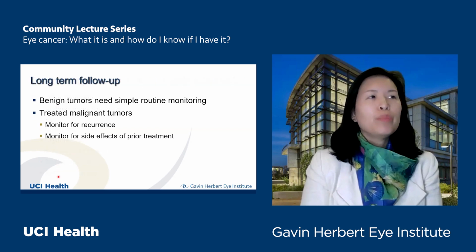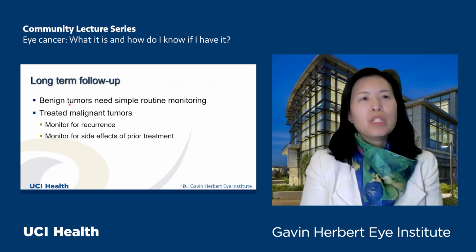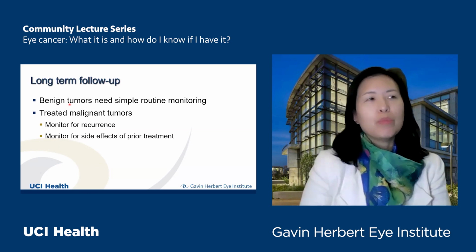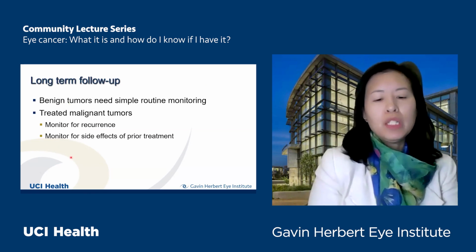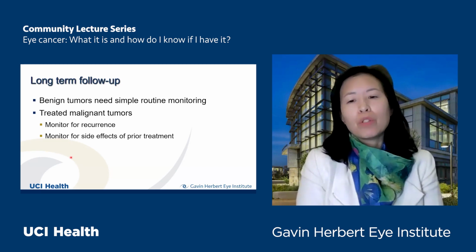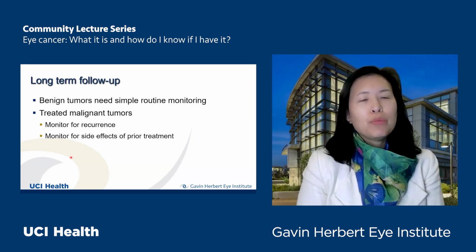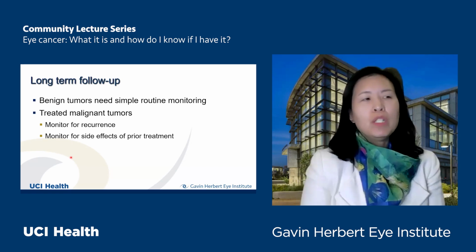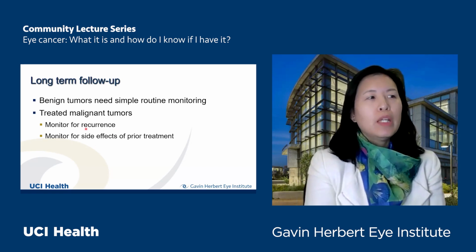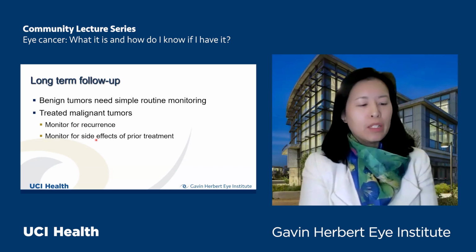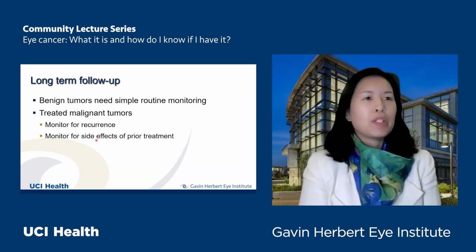And long-term follow-up: the benign tumors just need simple routine monitoring. If it's really something very, very benign, even a routine annual exam that you'd be getting for your eyes would be fine. But any patient with a malignant tumor, even after it's been treated and you're cancer-free, for a lifetime, you need to monitor for recurrence. And depending on what treatment you had, you may need to monitor for side effects of that treatment. For example, radiation to the eye does cause some side effects to other parts of the eye.